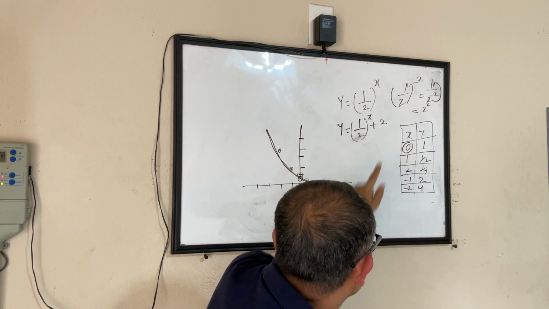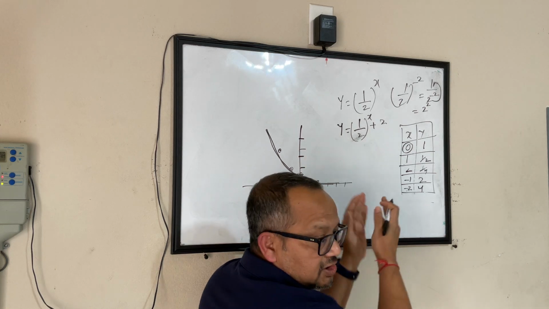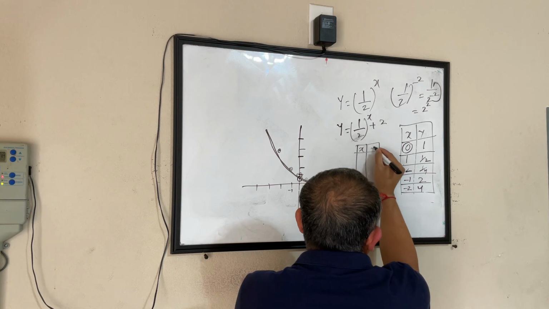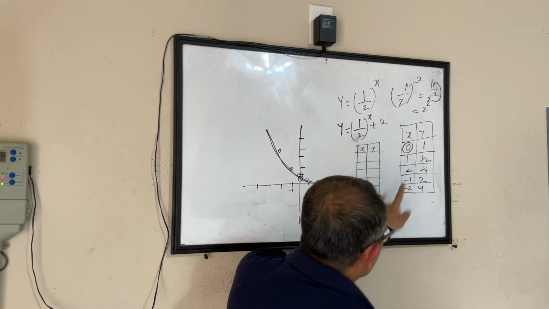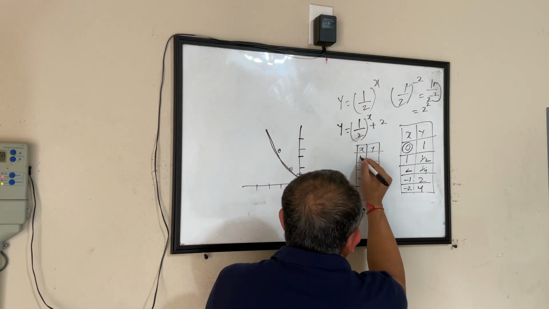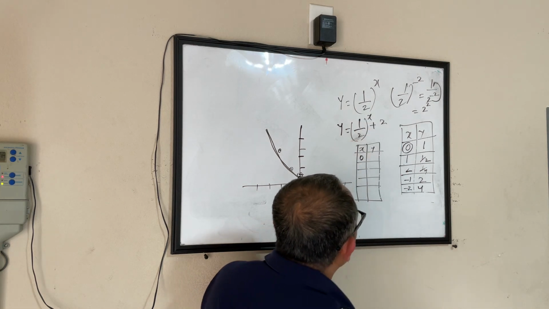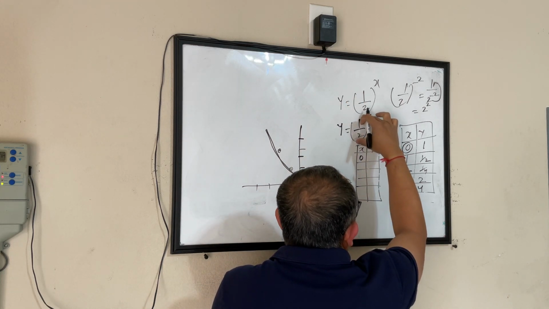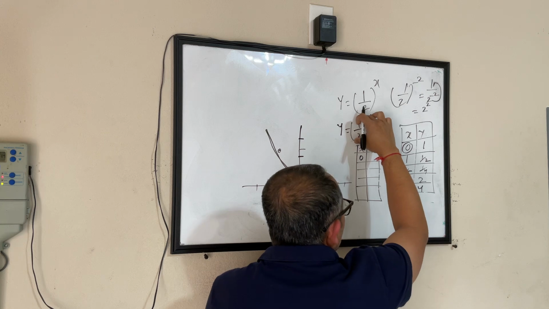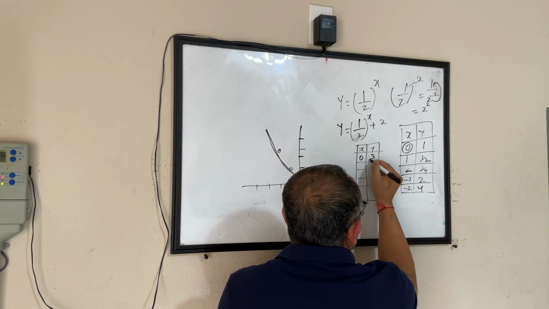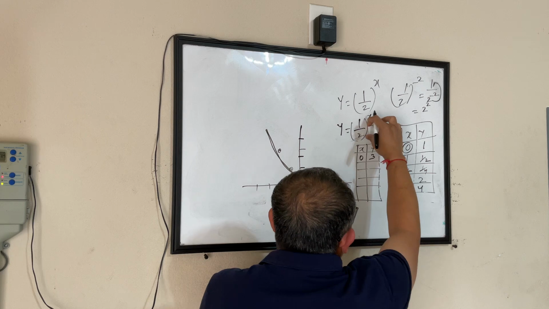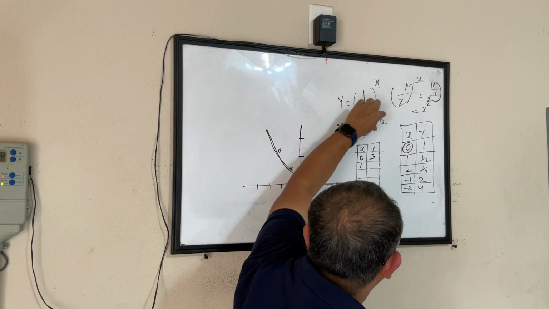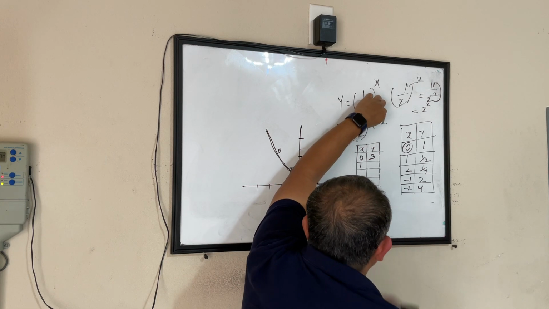Now, if this is my new function or new equation, we'll do the same. Let's pick 2, 3 points, or the same points. When I put x equal to 0, 1 by 2 to the power 0 becomes 1. 1 plus 2 is 3. When I put x equal to 1, this is 1 by 2. 1 by 2 plus 2 is 5 by 2.